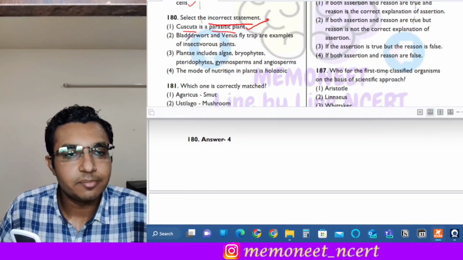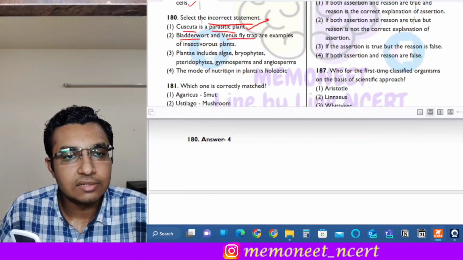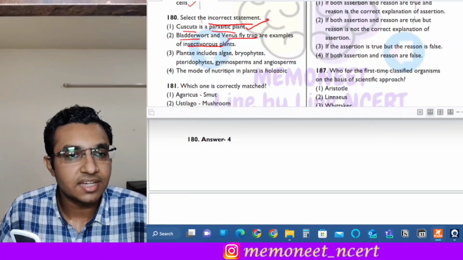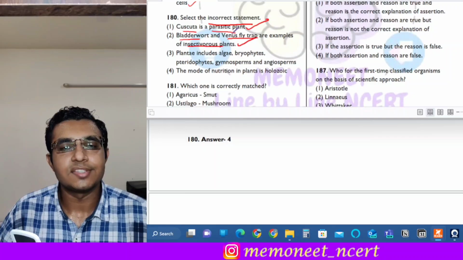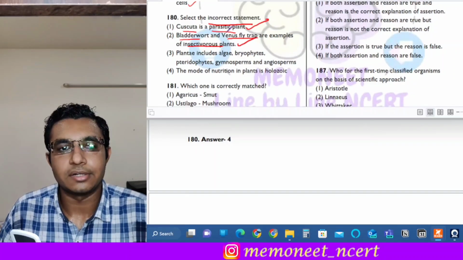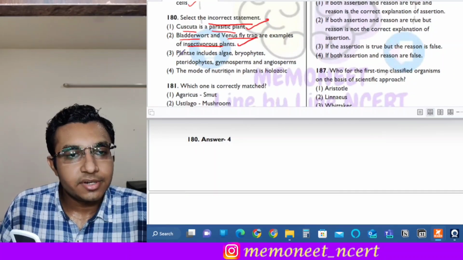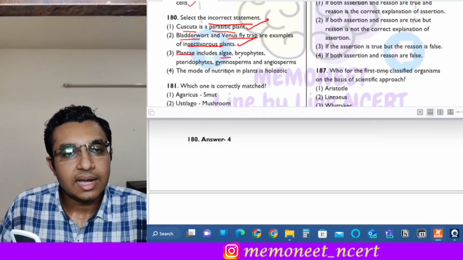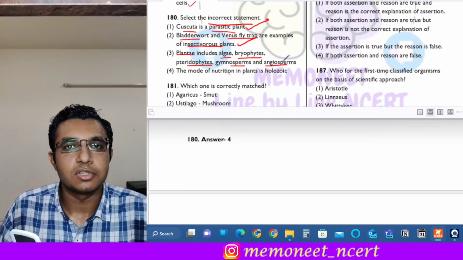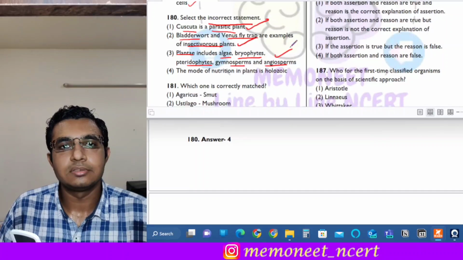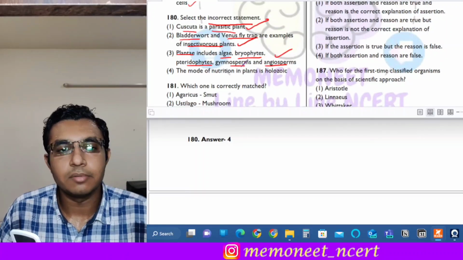The second statement is bladderwort and the Venus flytrap are examples of insectivorous plants. Yes, this statement is also correct. These are the insectivorous plants which feed on insects. The third statement is Plantae includes the algae, bryophytes, pteridophytes, gymnosperms and angiosperms. This statement is also correct. These are the different divisions in the kingdom Plantae.